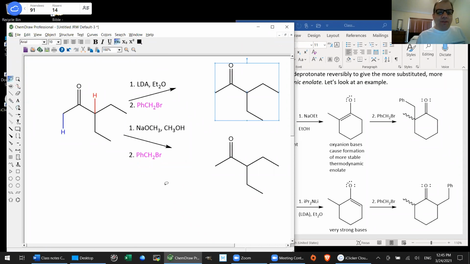Well, it's given you a few minutes to think about it. So of course, LDA, as we just talked about, is our kinetic base. That's going to go after the least hindered proton it can get at, which in this case is going to be this blue proton. So you're going to make the enolate on this side of the molecule, and that will now attack the benzyl bromide, and so you'll attach the benzyl group on this side.